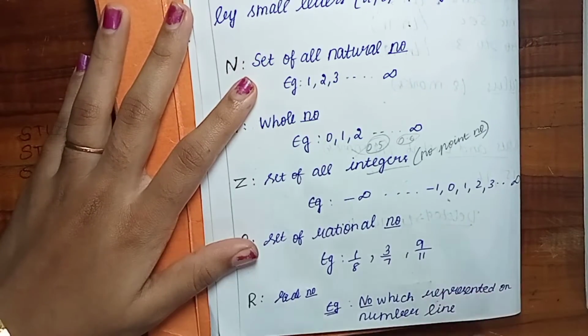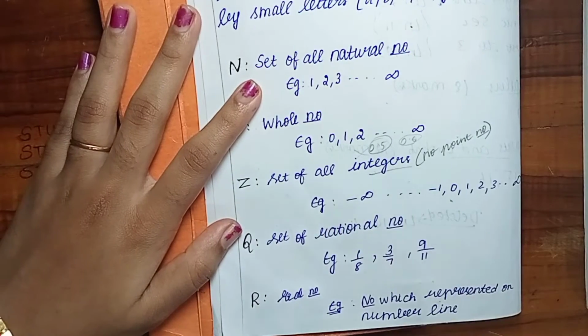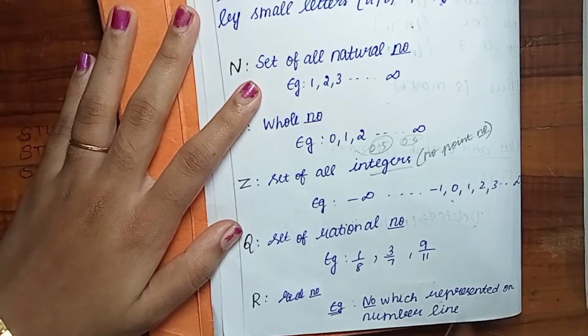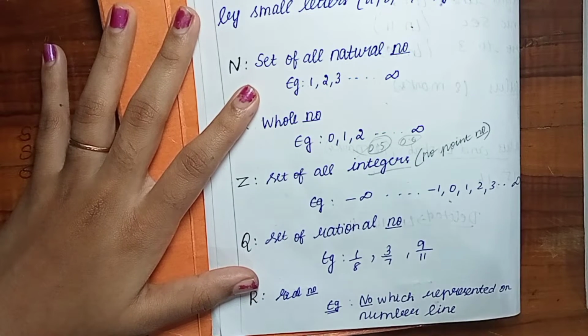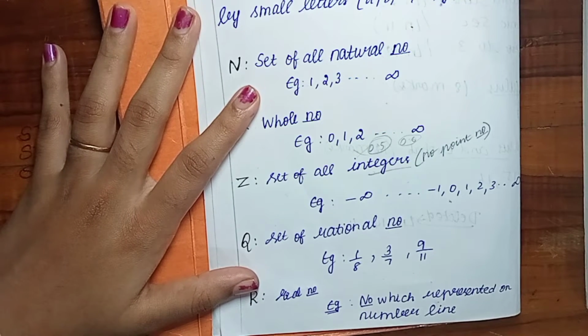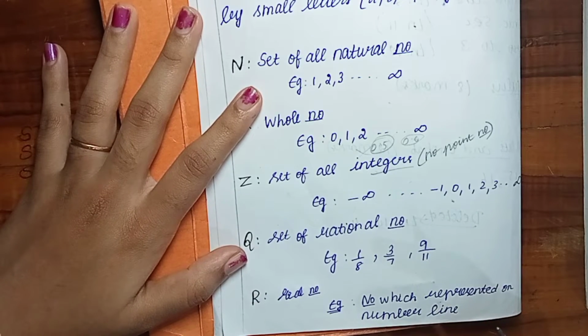Next we have the set of rational numbers, which are in the form p by q, and T represents irrational numbers. R is for real numbers, numbers which can be represented on a number line.